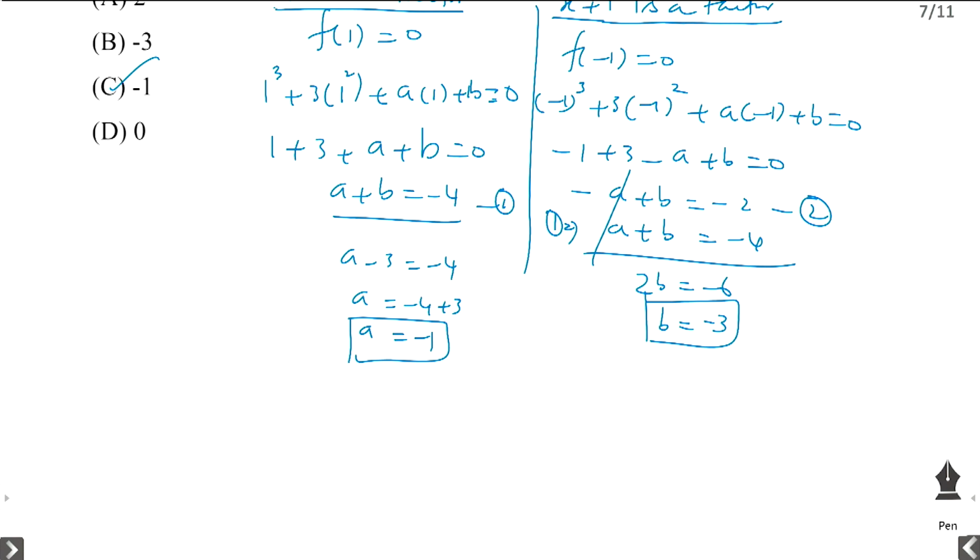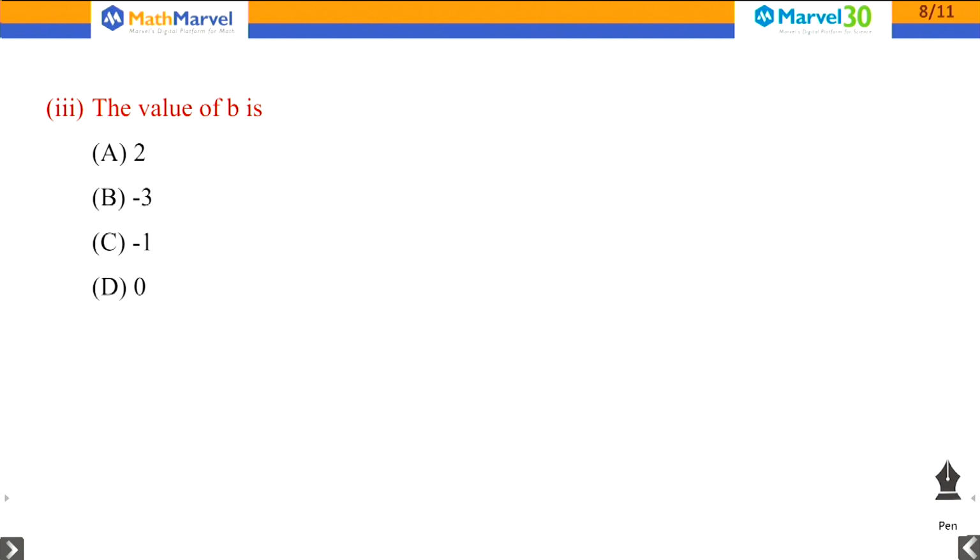Okay. Now what about b? B equal to minus 3. That is the next question. See here, the value of b is minus 3. So a and b are calculated by using the factor theorem. Next.